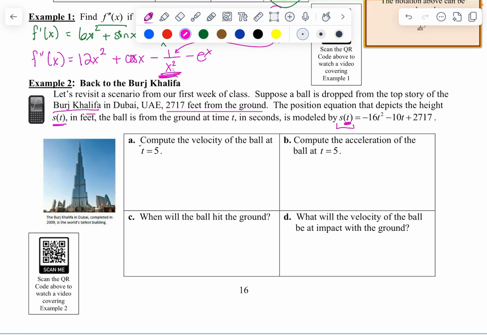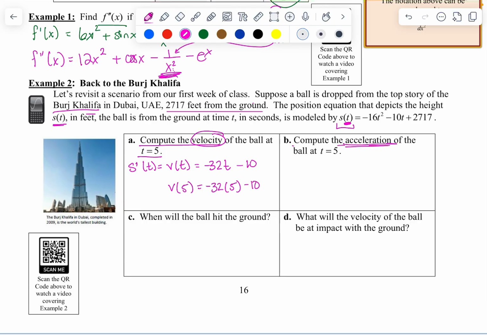First part, compute the velocity. They said compute velocity when t equals 5. So when we want to compute velocity, we want to take the derivative of s of t. That will give us our velocity function. And the derivative is going to be negative 32t minus 10. And now that I have my velocity function, I can plug in 5. And I'll let you guys do the math.